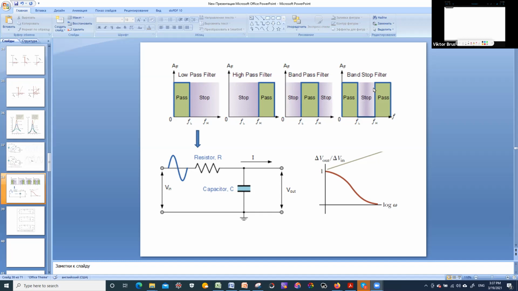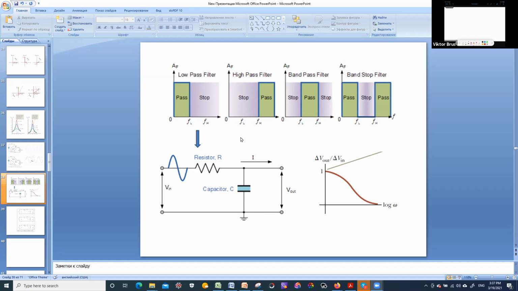So the most simple low pass filter is shown here. We have some signal going through with some input voltage. This current flows through a resistor and capacitor connected in series. And then the output voltage is actually the voltage drop over the capacitor.